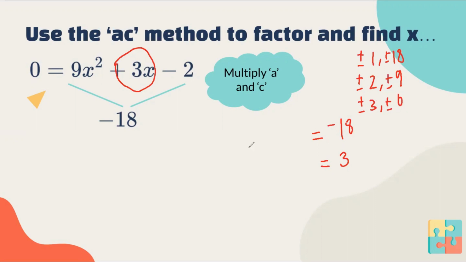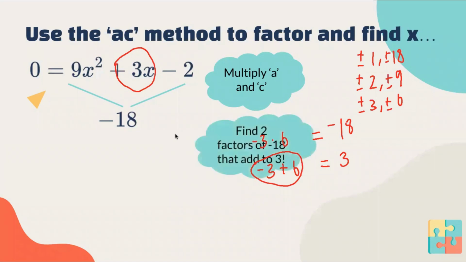This would actually work if we multiply -3 by 6, we would get -18. And if we add -3 plus 6, that would give us positive 3. So we know that these are the two factors that we want to use. And what you're going to do with these two factors is replace your 3x with -3x plus 6x. So this is what it would look like.